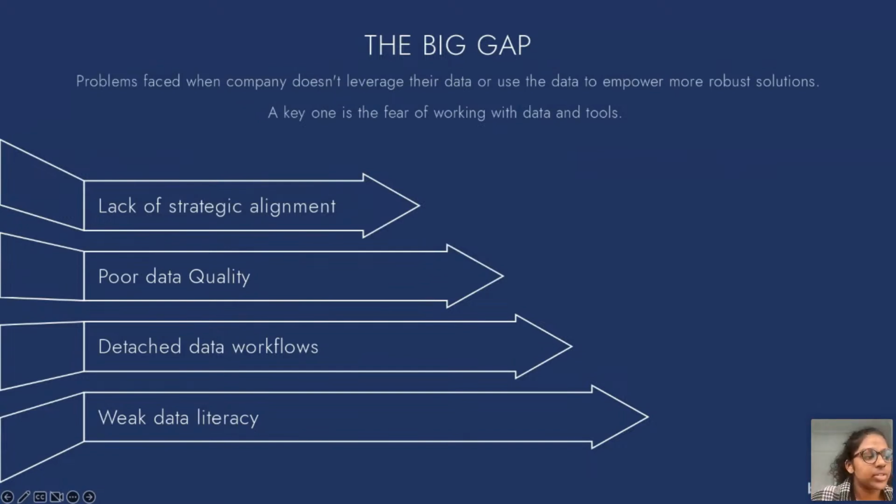Let's start with the first one, lack of strategic alignment. Did you know that only 30% of firms actually know what it means to be data-driven and action it?